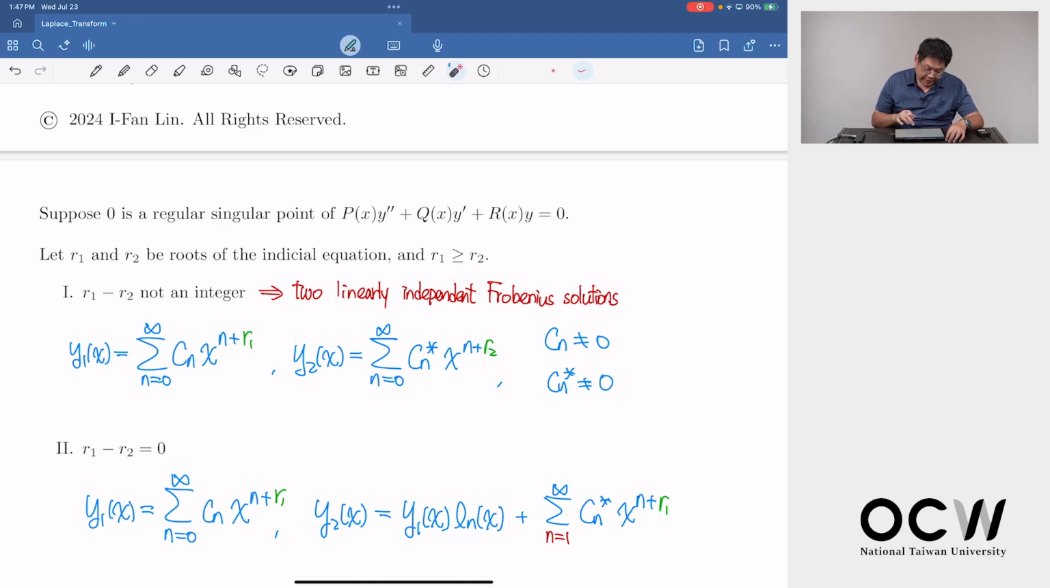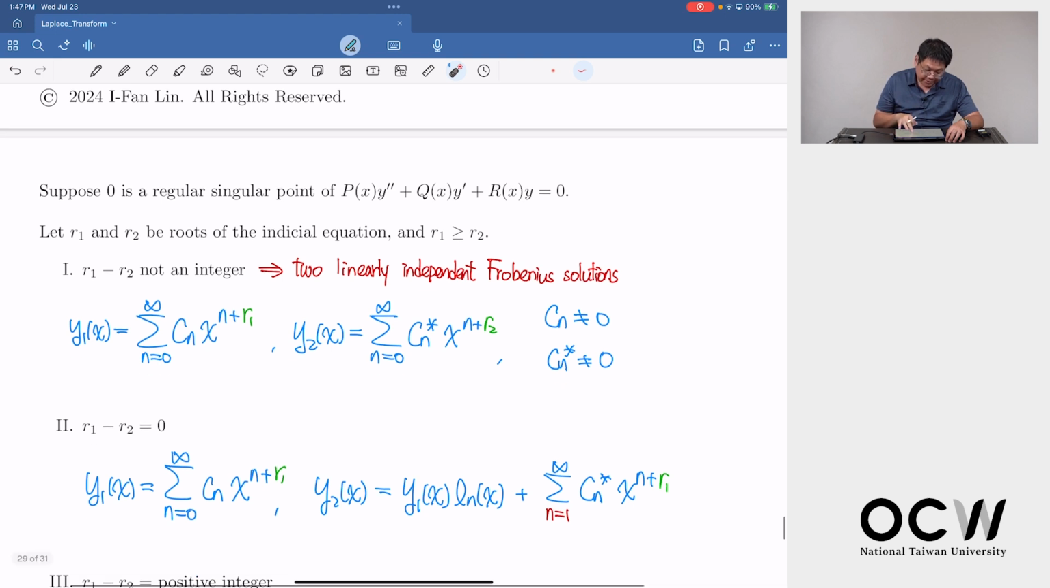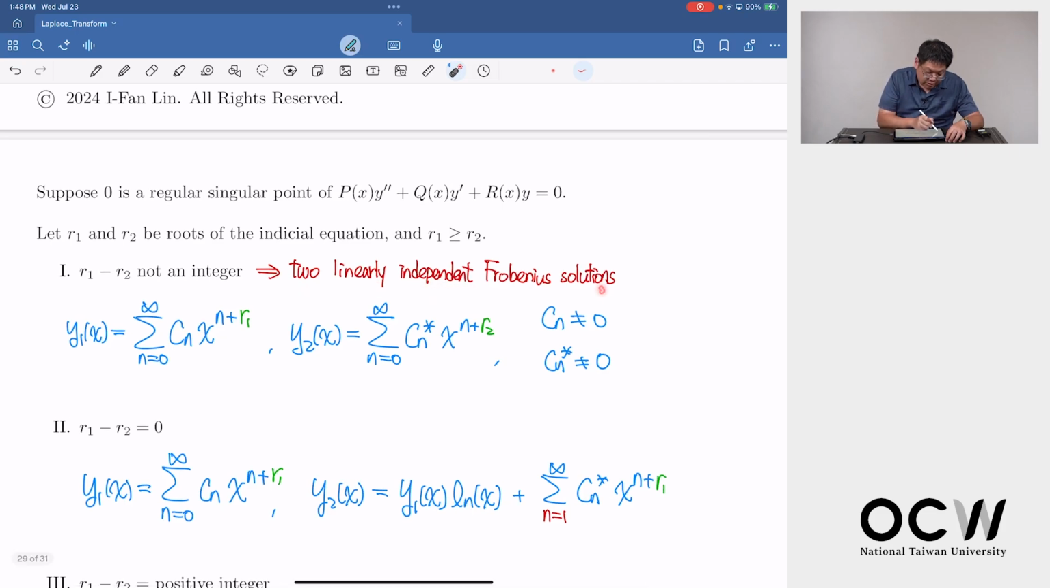Then we have three different types. First, R1 minus R2 is not an integer. In this case, if the subtraction is not an integer, then I have two linearly independent Frobenius solutions. So y1 is the Frobenius series, with x to the n plus R1. For y2, we also have x to the n, but plus R2. And your coefficient is not 0.